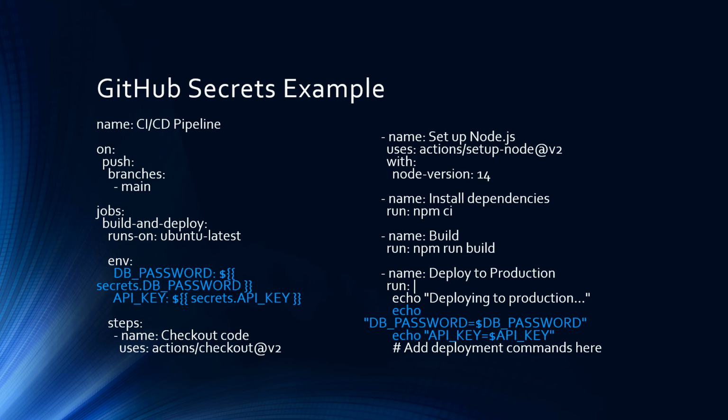Let's break down the workflow structure. 1. The workflow runs on Ubuntu latest for consistency and security. 2. Environment variables are scoped to the job level. 3. The secrets are accessed using GitHub's secure syntax. 4. The build process uses these secrets safely.